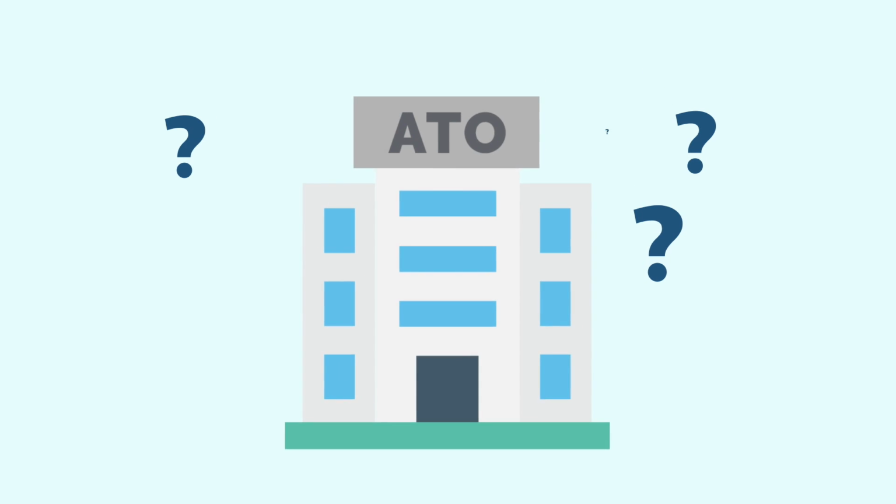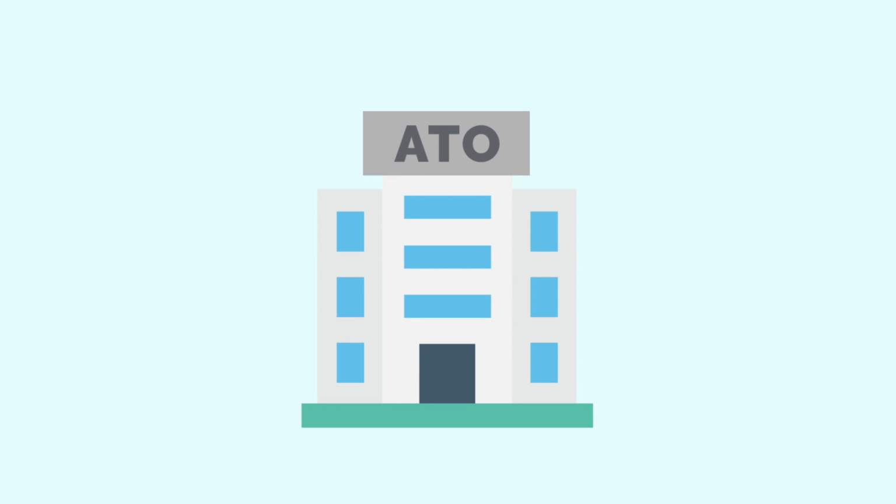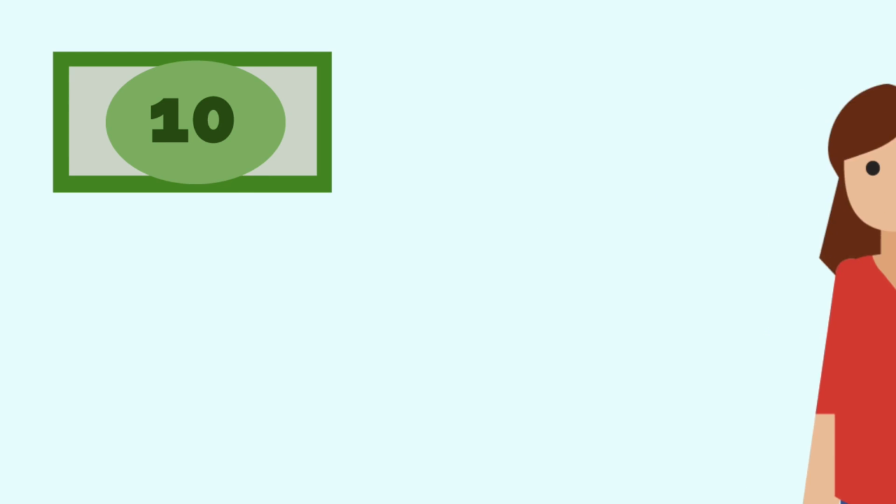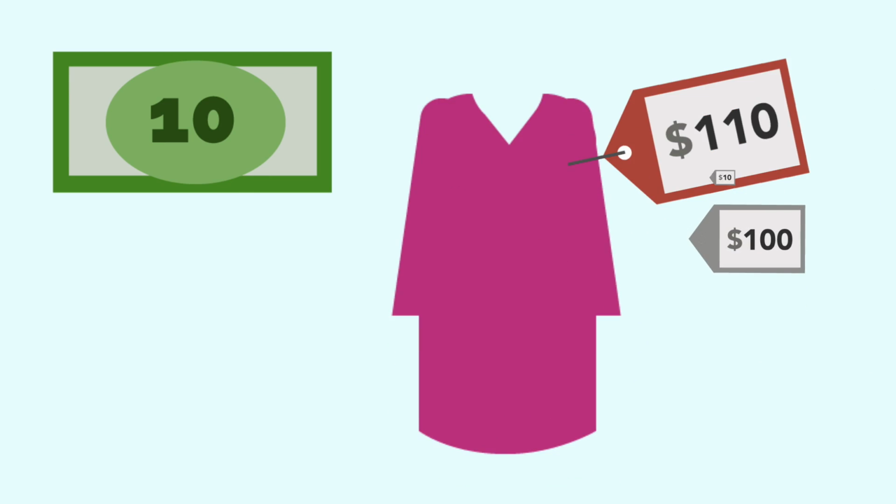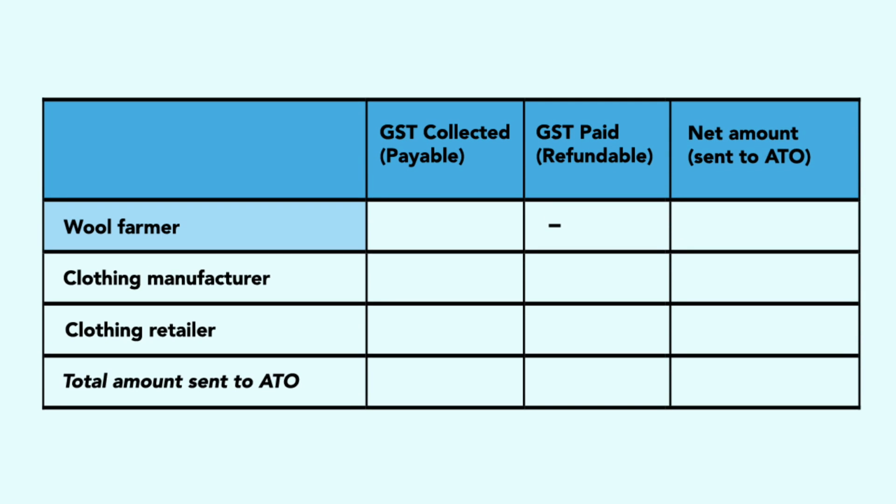How much does the ATO end up receiving? Well, they should end up receiving a total of $10, representing the $10 GST paid by the customer, the final consumer, who bought the $110 jumper. So let's check. Farmer McDonald collected $1 of GST, which he will send to the ATO. Clothing manufacturer Tyra collected $2 of GST from Jumpers For You, but paid $1 of GST to Farmer McDonald, meaning she also sends $1 to the ATO.